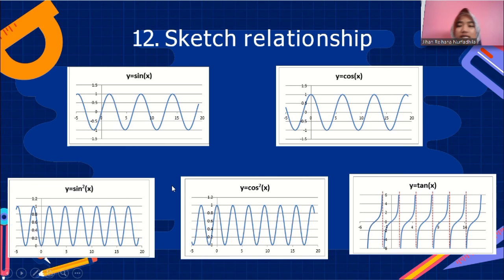Okay, this is the last material, sketch relationships. This is some sketch for sin x, cos x, sin squared, cos squared and tan.